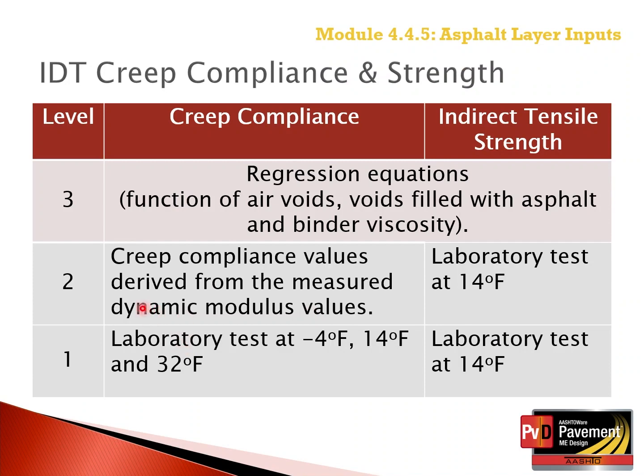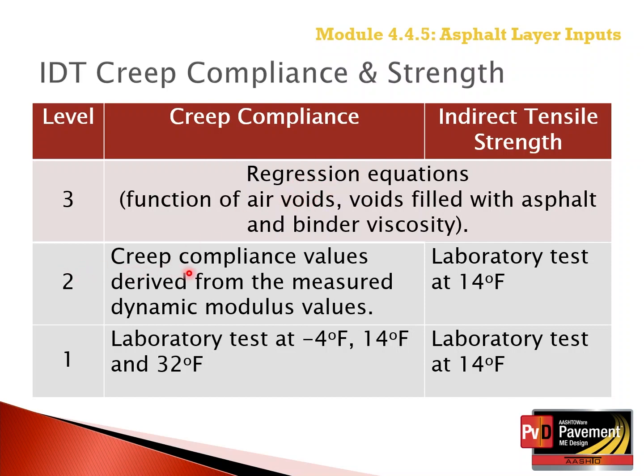This table is simply a summary and shows the creep compliance and strength and test parameters for each input level. Input level 3 only requires the volumetric properties and binder grade designation. The creep compliance and strength values are calculated from the regression equation included in the PMED software. So only the binder grade and volumetric properties are needed.